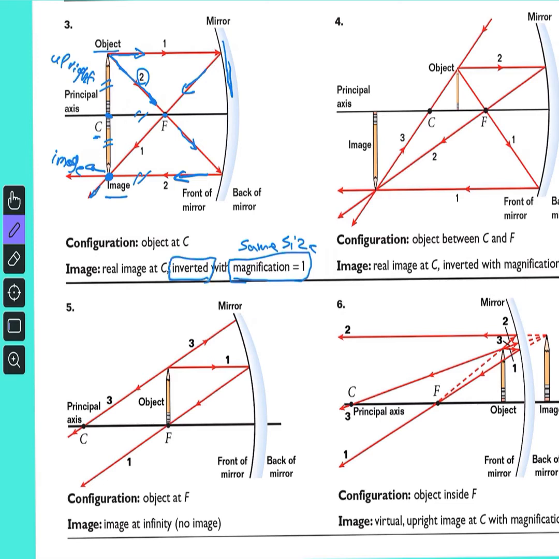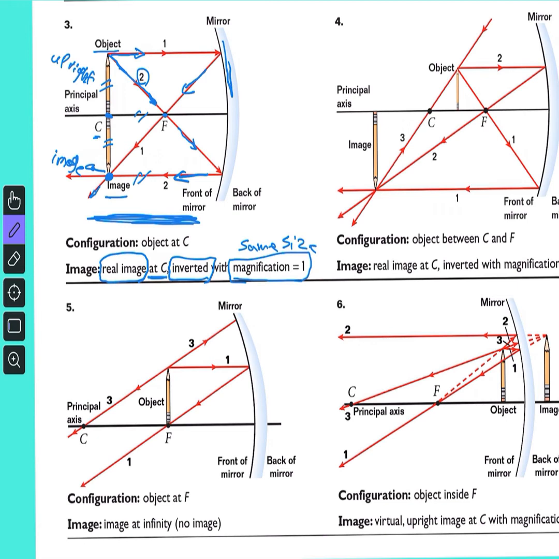Where is the place of the image? Isn't it at the center? Yes, it is at the center. And the most important one is real. The image is real. Why? Because the image is formed in front of the mirror. That's why we call it a real image, guys.